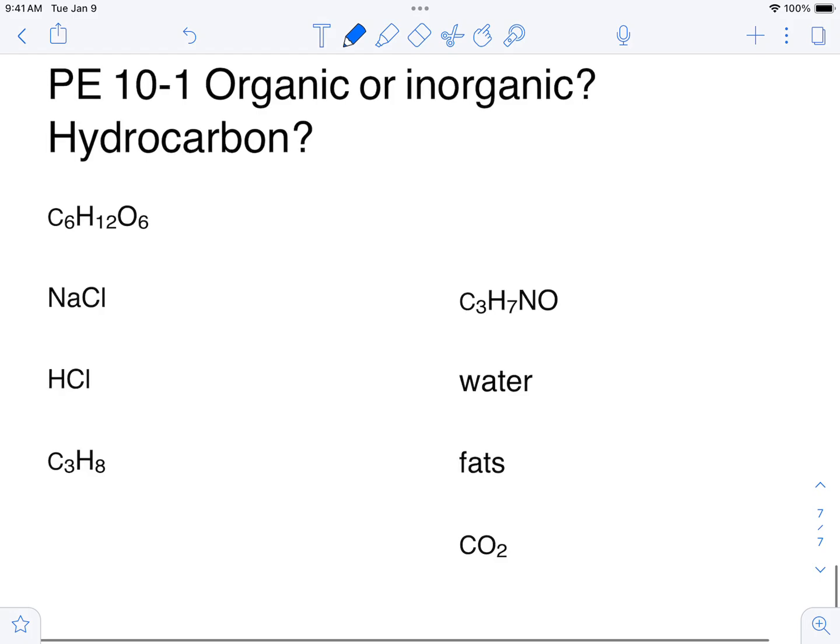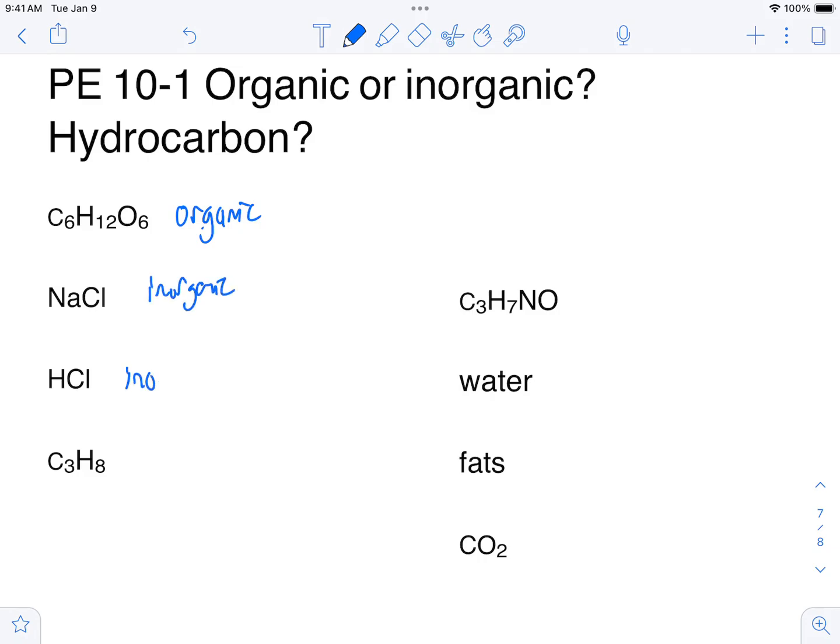So right here, we're just going to classify each as organic and inorganic, and then if it's a hydrocarbon or not. So it would be a good time to pause the video and then try it on your own. So for A, this is organic. B, this is inorganic. C is inorganic. D is organic, and this is a hydrocarbon because it only has C's and H's.